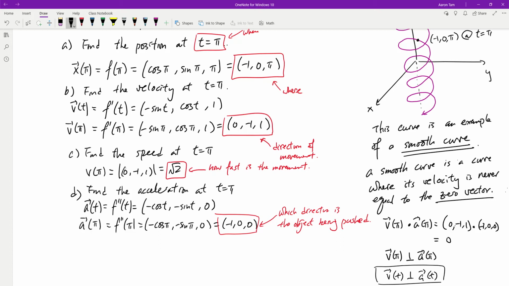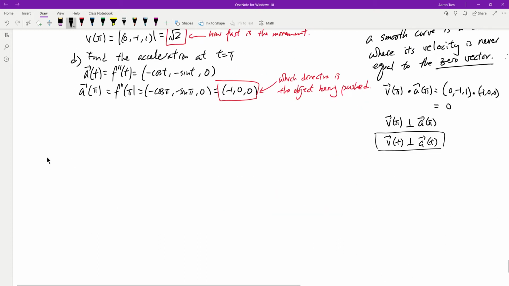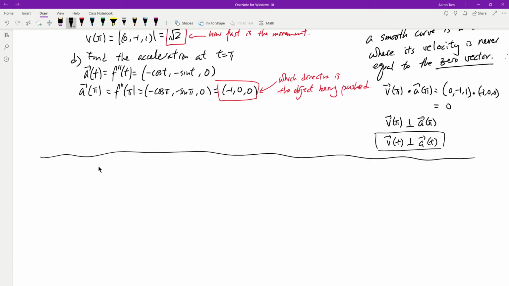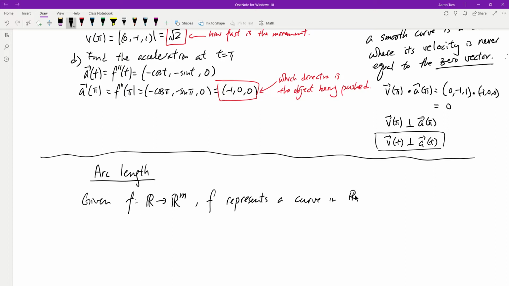So the next thing I want to show you is a concept called arc length. Arc length is not a new concept. You actually have learned this already, so I'm just going to briefly go over it. Given a function f that maps from R to Rm. So remember, yes, I just wrote it at the beginning of the video, but I'm going to write it again because I'm going to write it as often as I can to make sure you remember this concept. A function that maps from R1 to Rm represents a curve in Rm.